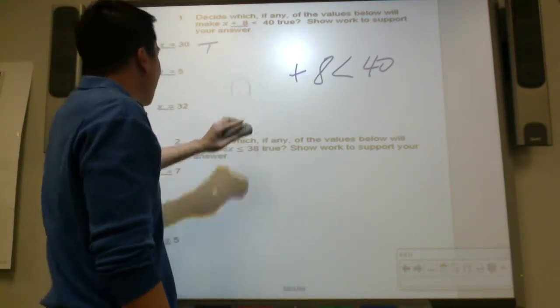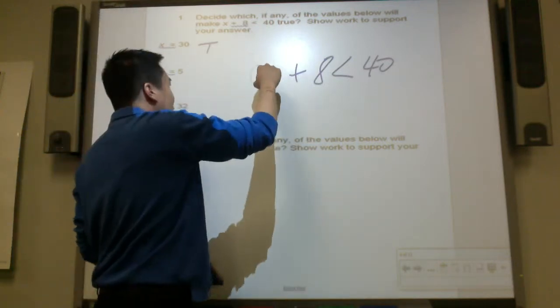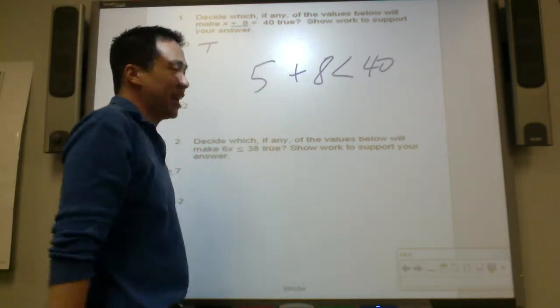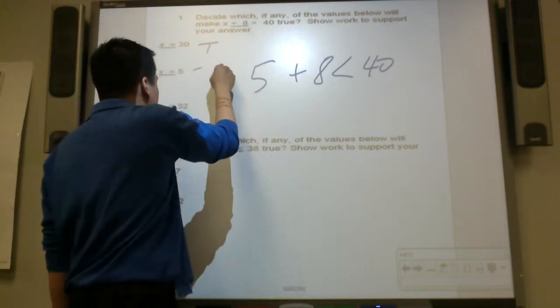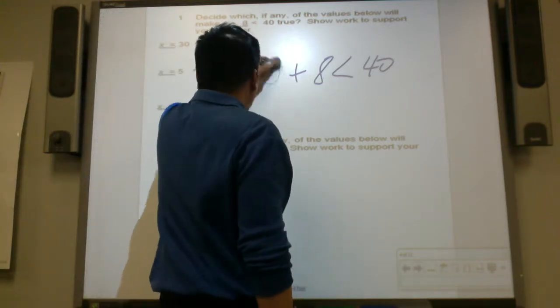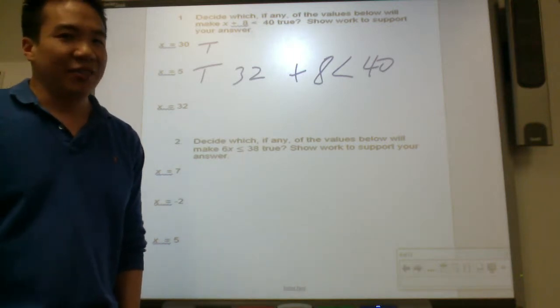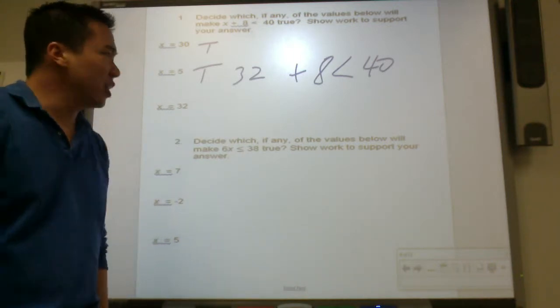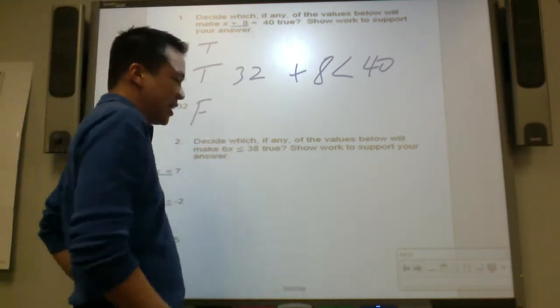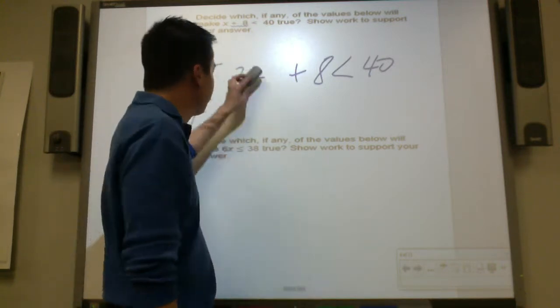Next one. If I replace the x with 5, will 5 plus 8 be less than 40? True. If I replace with 32, what's 32 plus 8? 40. Is 40 less than 40? False. It can't be less than the same number unless it's equal to.